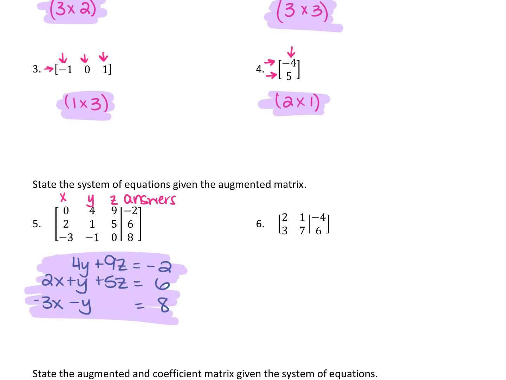For number 6, you have an X column, a Y column, and an answer column. So this gives you 2x plus y is equal to -4, and 3x plus 7y is equal to 6.